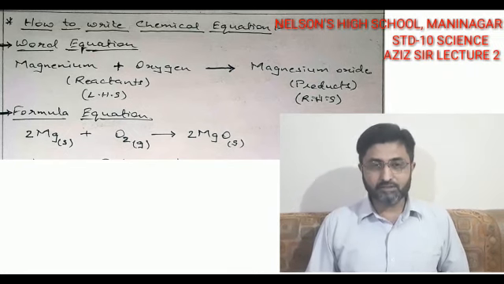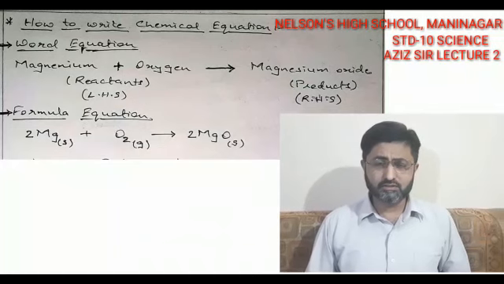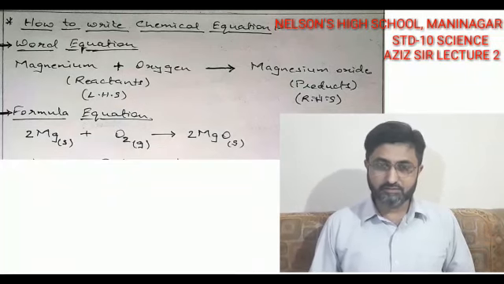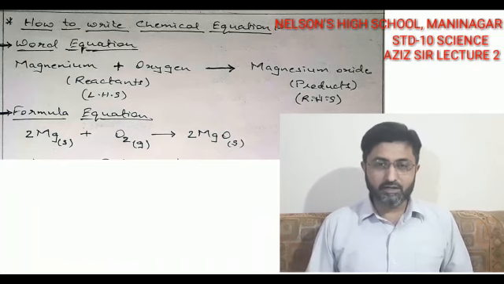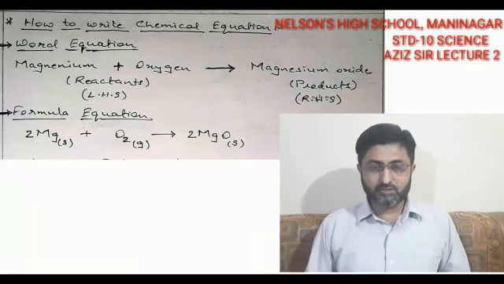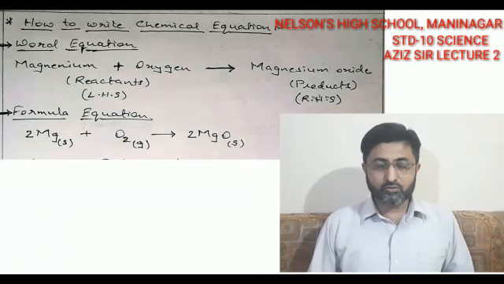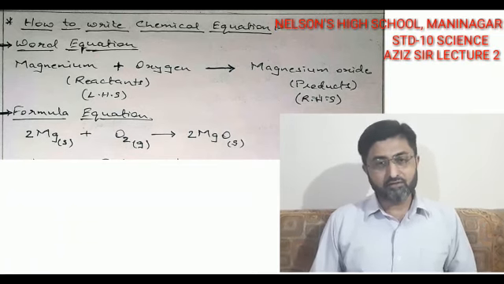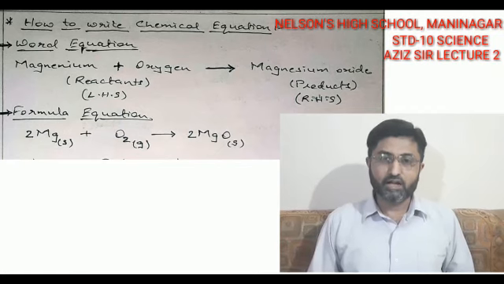In today's particular chapter we are going to learn 2-3 topics. The first topic is how to write down a chemical reaction. The chemical reaction can be written in two forms. As you see on the screen, the two forms of the chemical equations are shown. One is called a word equation, the second is called a formula equation.